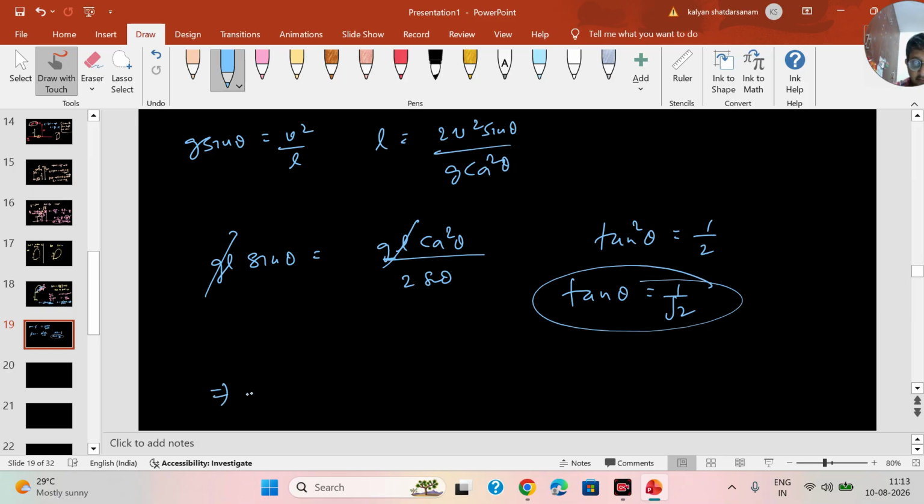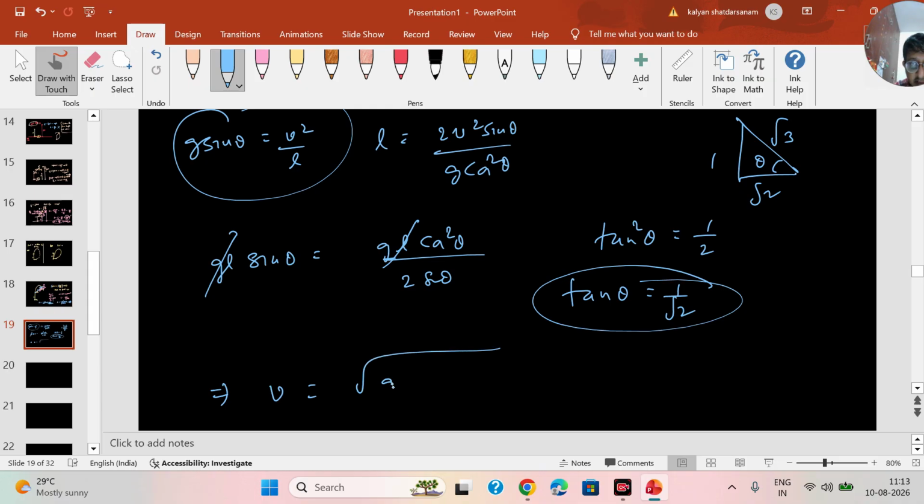So from there, what will be V? Let me form a triangle. Tan theta is 1 by root 2. So what will be this hypotenuse? Root 3. So sin theta is 1 by root 3. I can plug it here. So V is root of gL sin theta, which is gL by root 3. That is V. If you know V, how to get U?